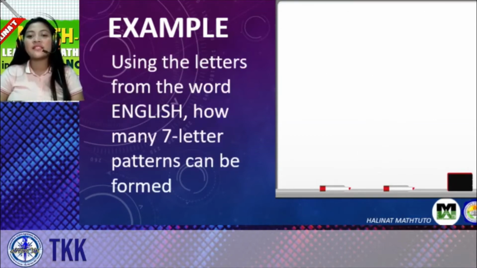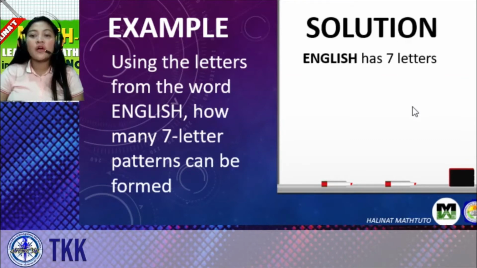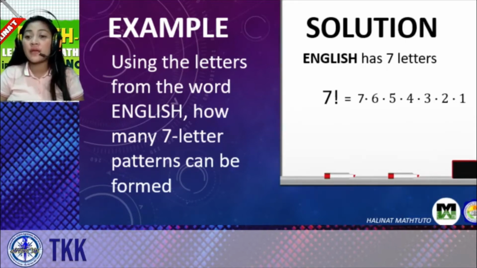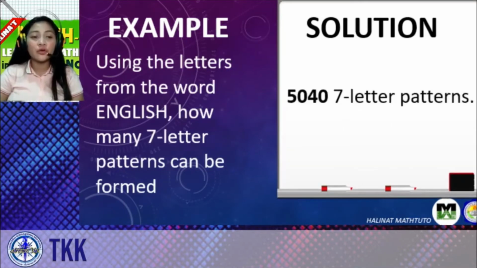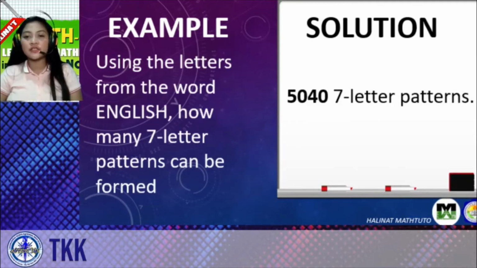Let's have another example. Using the letters from the word ENGLISH, how many 7-letter patterns can be formed? For our solution, ENGLISH has 7 letters. Therefore, we will have 7 factorial. 7! is equal to 7 times 6 times 5 times 4 times 3 times 2 times 1. That is equal to 5,040. Therefore, there are 5,040 7-letter patterns.